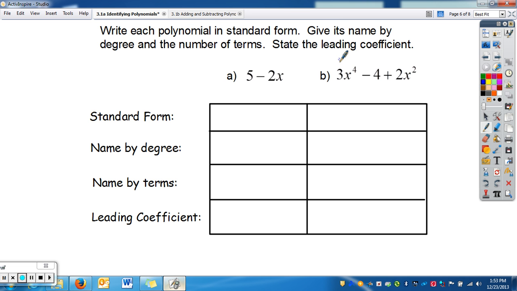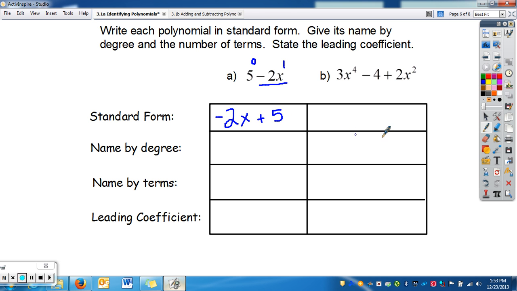Alright, so let's practice writing these polynomials in standard form and giving their names by degree and the number of terms and stating the leading coefficient. So putting them in standard form. Again, standard form is putting them in order by their exponent. This one has an exponent of 0 when there's nothing there. This one has an exponent of 1. So this term gets to go first, negative 2x, and then we have plus 5.